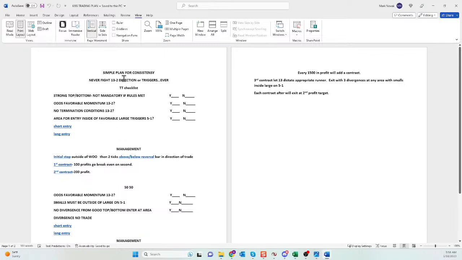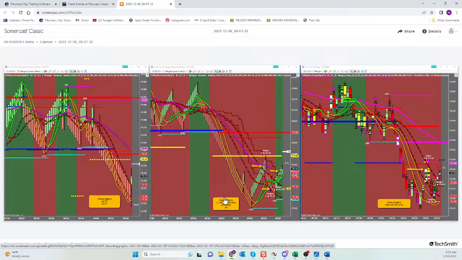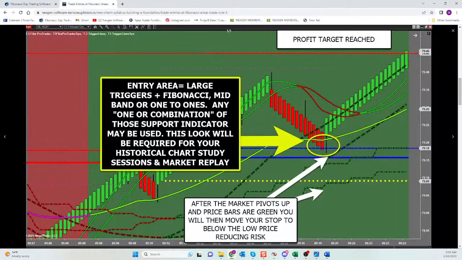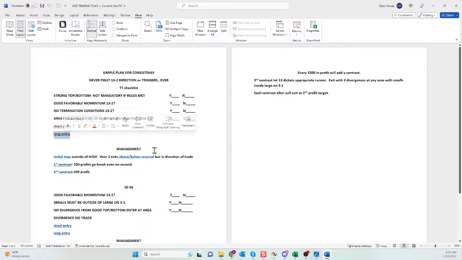My first trade, guys, is the high probability trend trade, right? Here's my checklist. Strong top or bottom. It's not mandatory if the rules are met, but that strong top or bottom is what puts me in that 70 to 80% win category typically. Do I have odds favorable momentum? Do I have no termination conditions? Do I have an area for entry inside of favorable large triggers? Guys, I've defined what it takes to get me into a trade, and then check this out. I put a picture of exactly what a short trade should look like, and I put a picture of exactly what a long trade should look like.